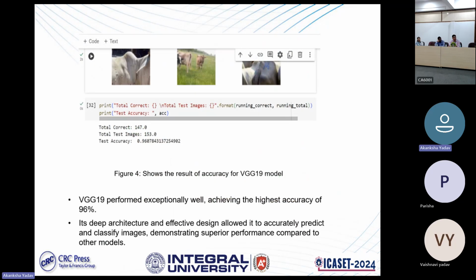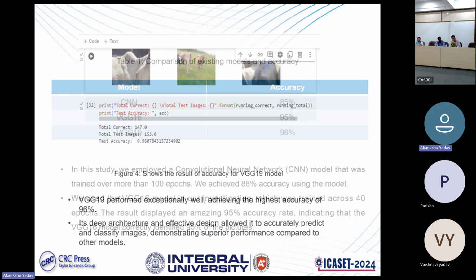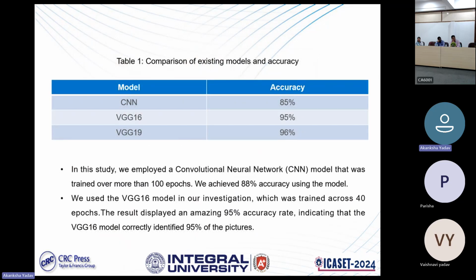Accuracy of this model: VGG19 performs exceptionally well, achieving the highest accuracy of 96%. In comparison of existing models and accuracy, with CNN I got 85% accuracy, and with VGG16 I got 95% accuracy, and the proposed model VGG19 gives 96% accuracy.